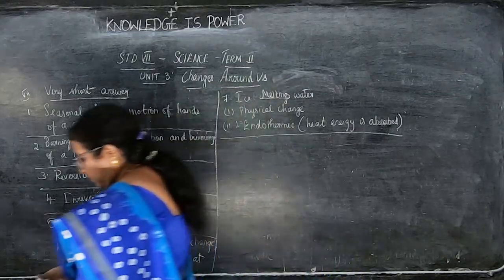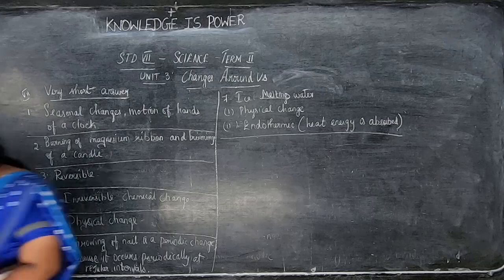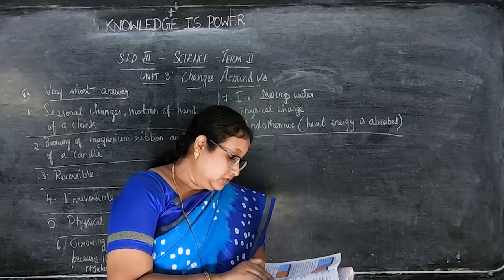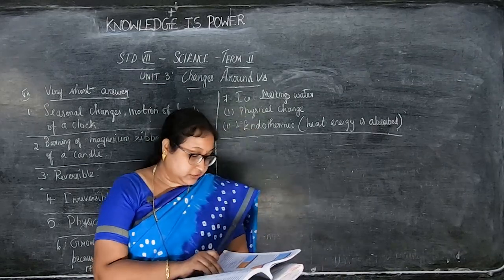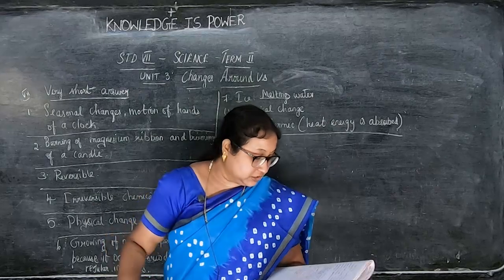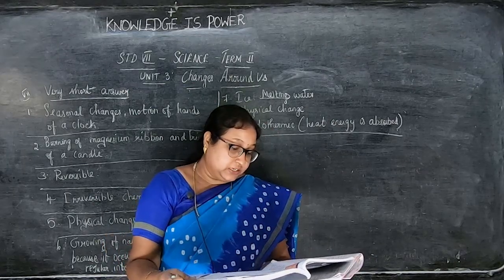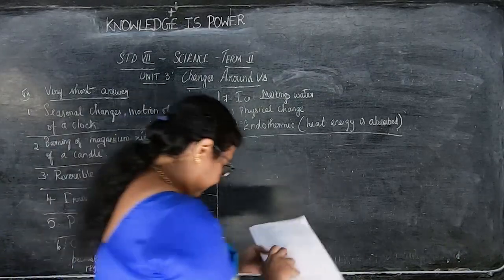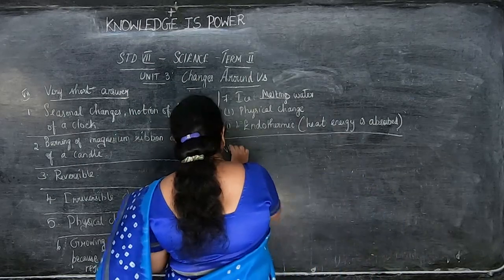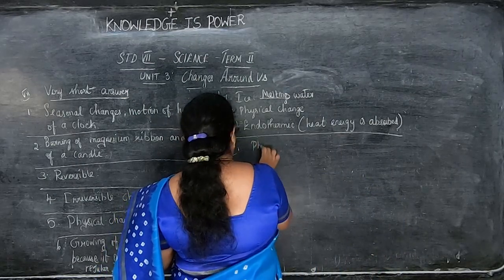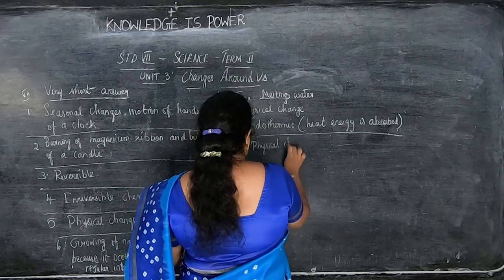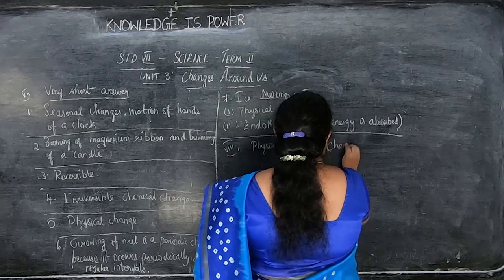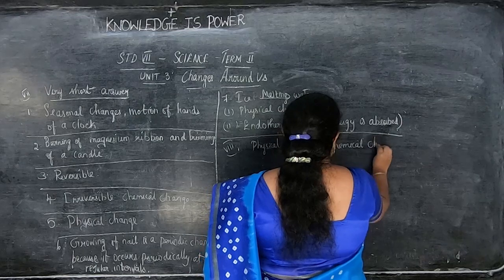Then next is Roman number 8. Short answer type questions. First and second question, write on the board, children. Third and fourth question, fifth question only, children. First question, distinguish between physical change and chemical change. And the second question is how can change occur in a substance. So, Roman number 8. First answer, physical changes, chemical changes.